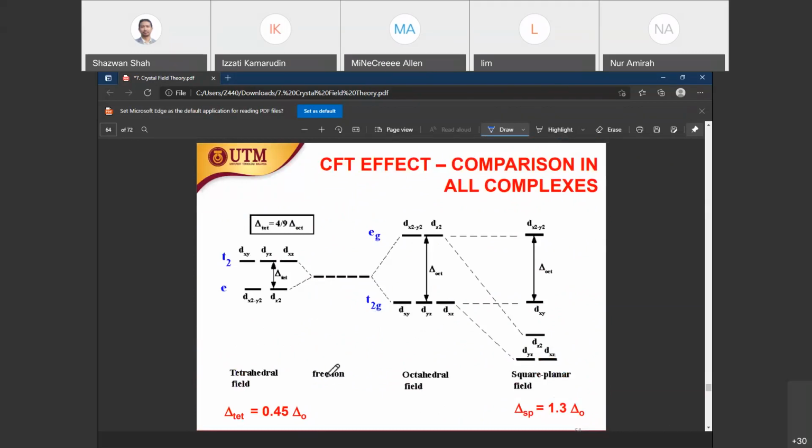Okay, so this is to summarize the CFT. Initially this is the free ion, or in VBT we consider it as this. They are all degenerate. However, for octahedral they are split into 2. For square planar they split into 4 levels, and for tetrahedral they split into 2, and this is the opposite to octahedral.